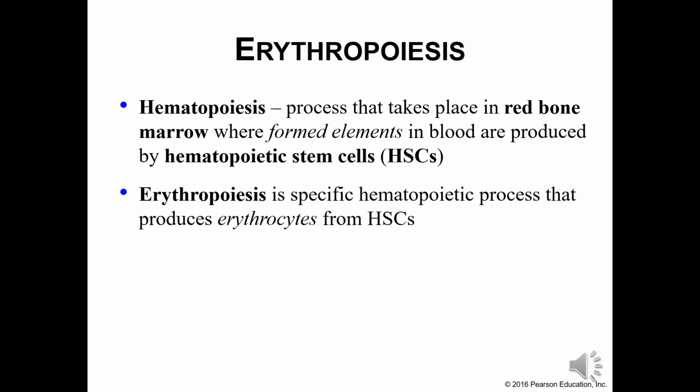The process of making new red blood cells is what we refer to as hematopoiesis. Of course, it always occurs in the red bone marrow, and that's where the formed elements in your blood are produced by your hematopoietic stem cells. Erythropoiesis is a specific process of hematopoiesis that produces only red blood cells, or erythrocytes, from these hematopoietic stem cells.